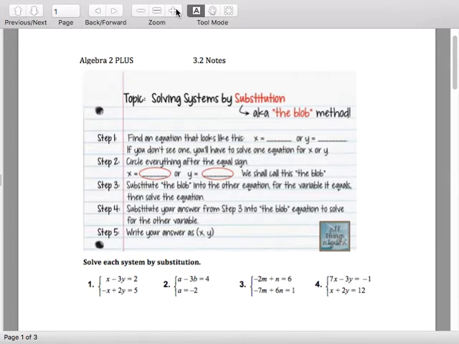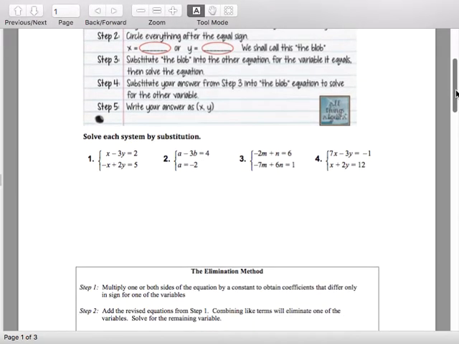So watch this. And again, this should be review. This is not new for you. So let's look at example 1. Do you see in the first equation that it's not solved for x or for y? But what I can do is take the first equation and add 3y to both sides.